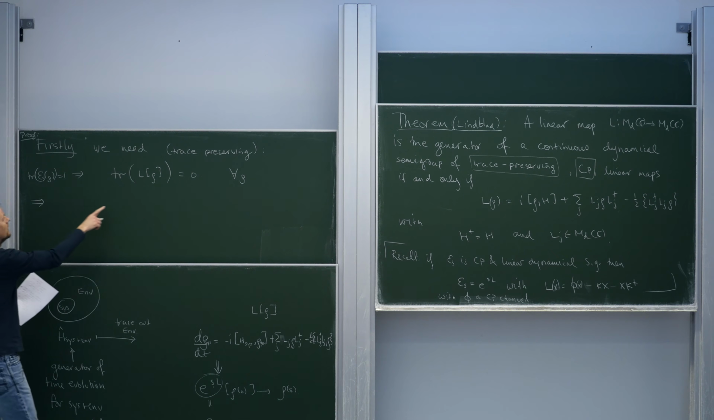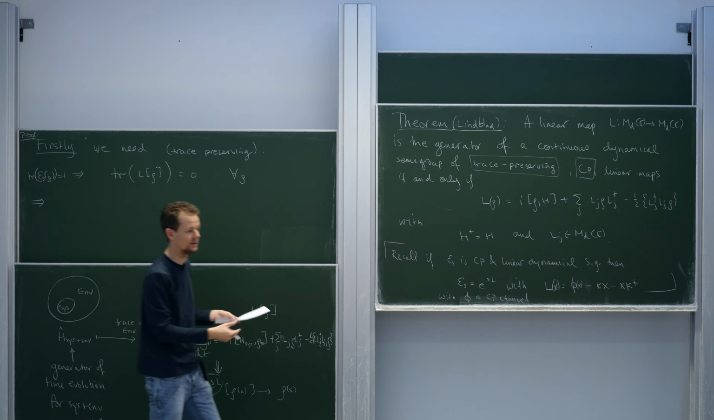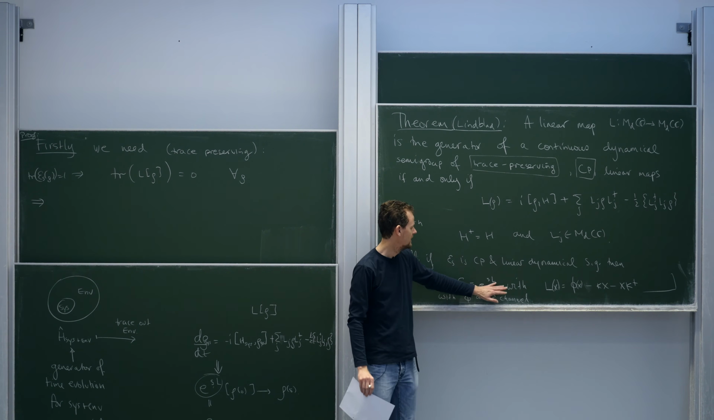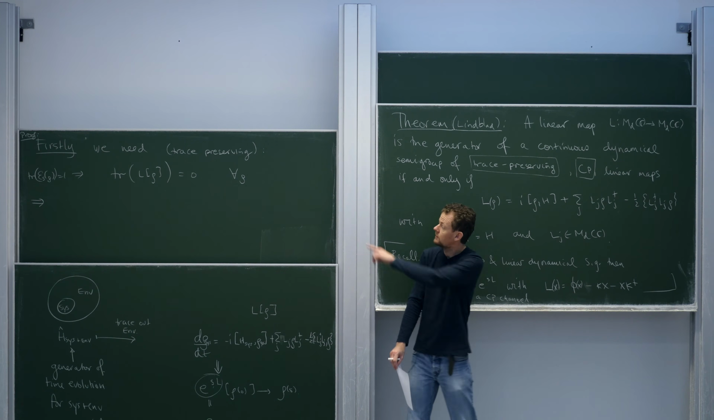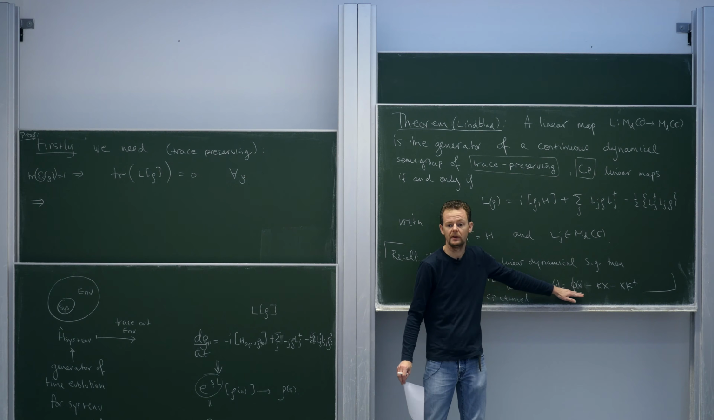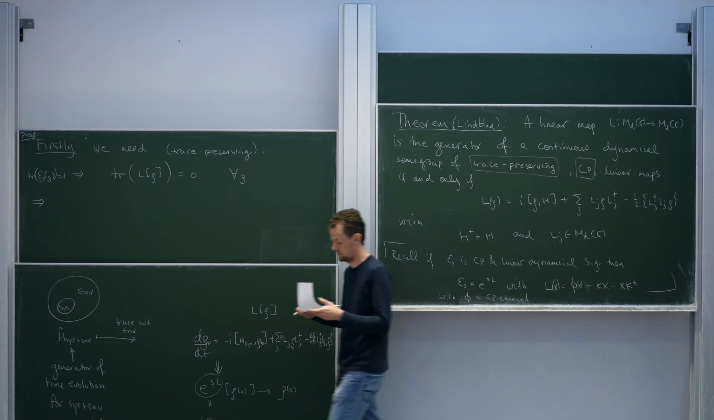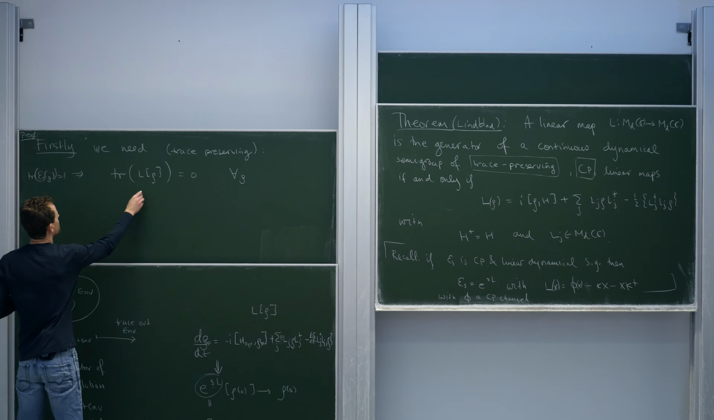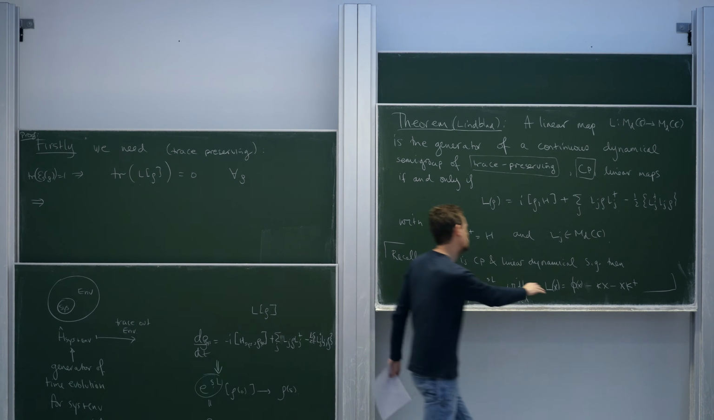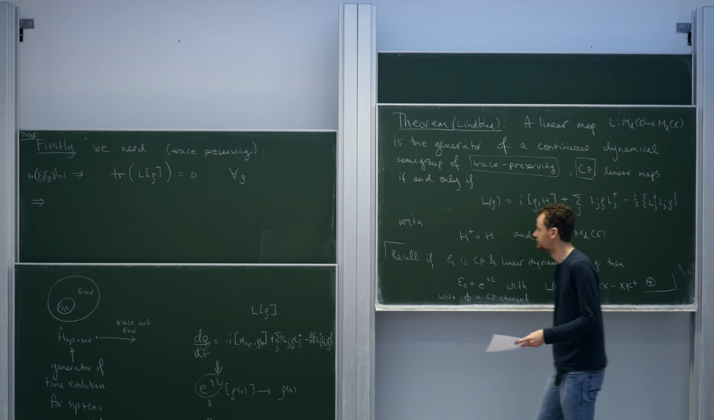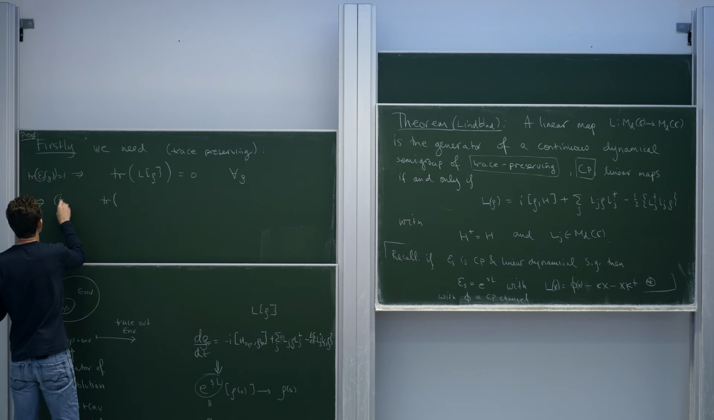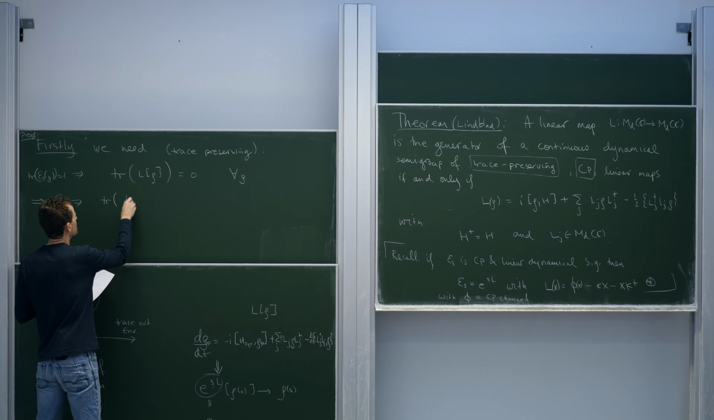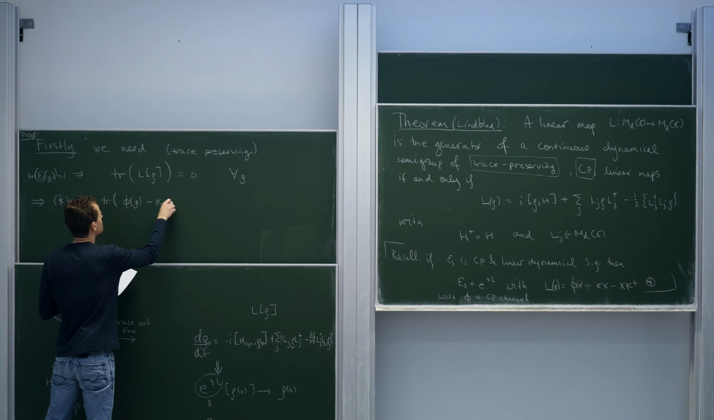But L, we already know that L has a certain structure. It's not just any L, it's not just any super operator, any matrix. L has this particular form here. So we're going to now find out what that condition implies for this operator here. So let's give this equation a number, or a star. We input the equation star and we end up with this equation here.